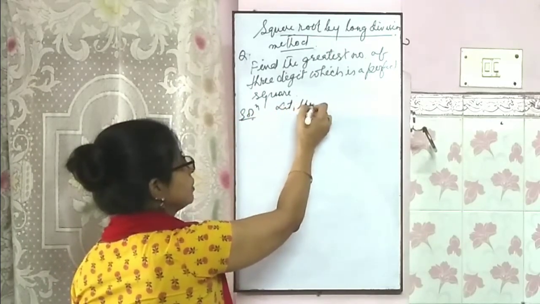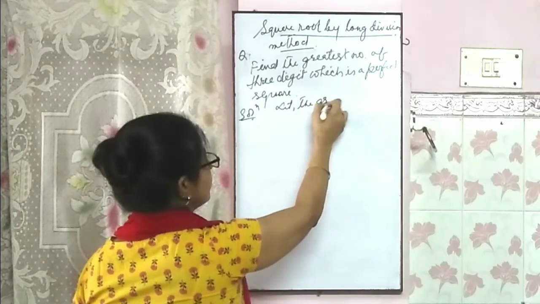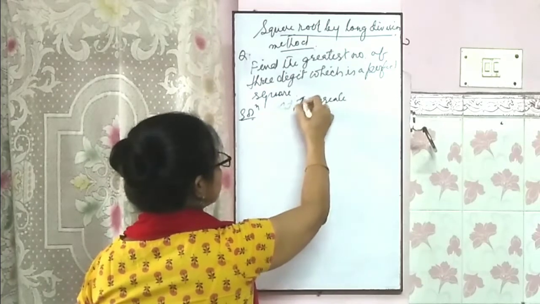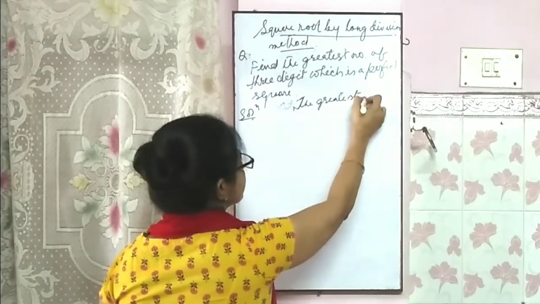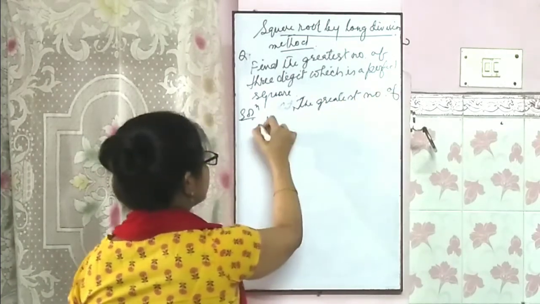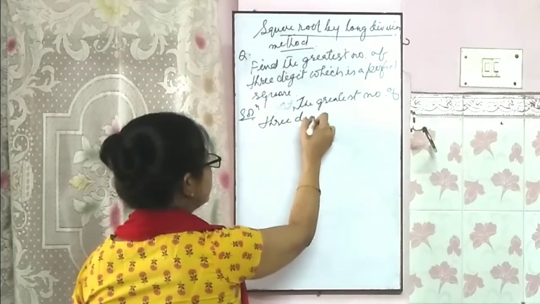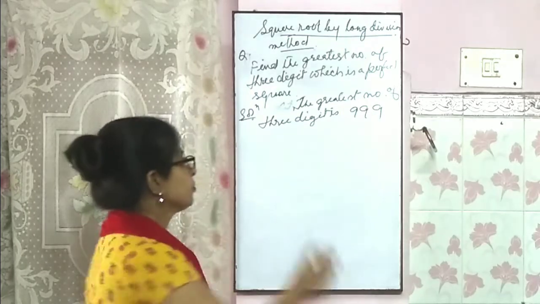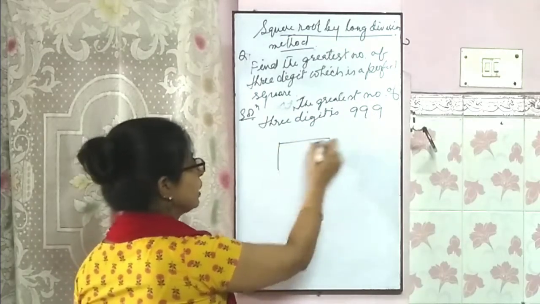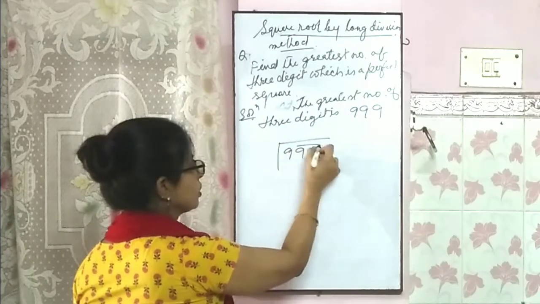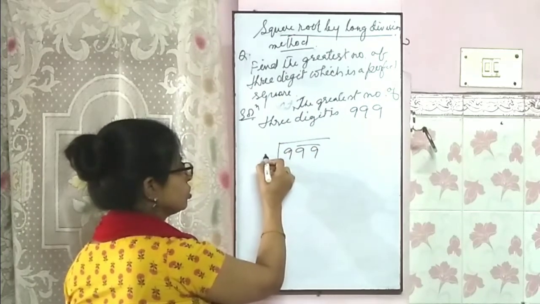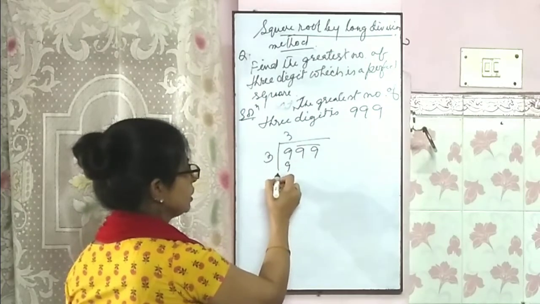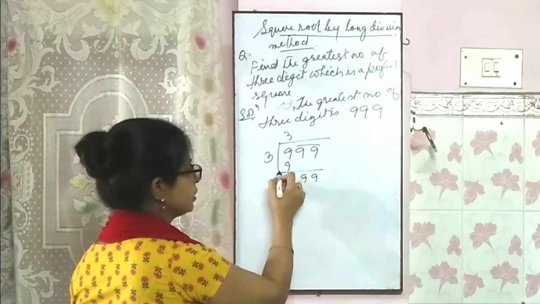The greatest number of 3 digits is 9, 9 and 9. So let's find the square root of that. Here it's a pair, so we have to choose some number. 3 3s are 9. 99 and come down.